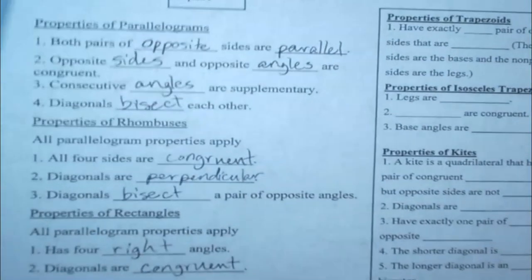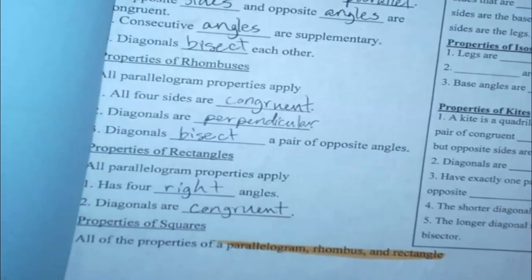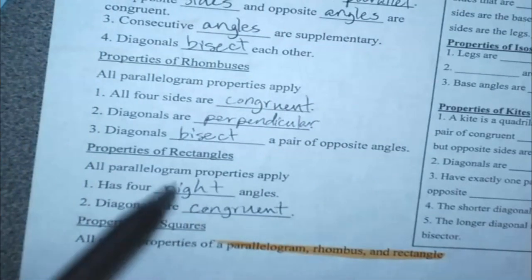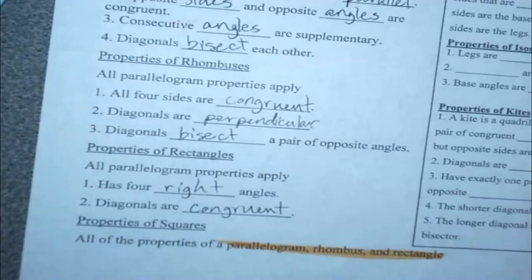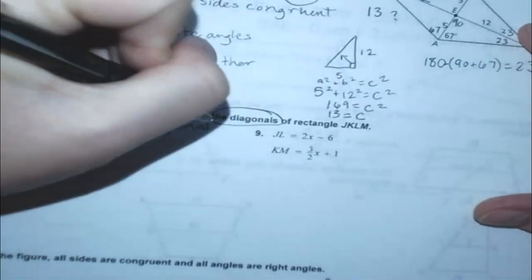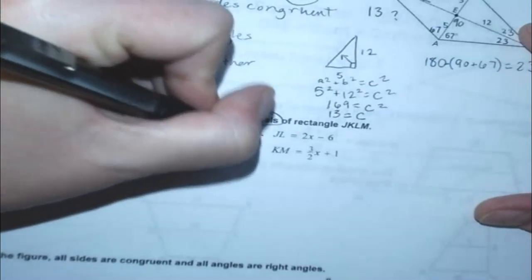But in this case, the lengths of the diagonals are given, and we know that diagonals are congruent on a rectangle. Is that the case on a rhombus? No. Is that the case on a square? Yes. All right. Diagonals are congruent for a rectangle and for a square, but not for a rhombus, not for a parallelogram. So we're going to write that. Diagonals are congruent.